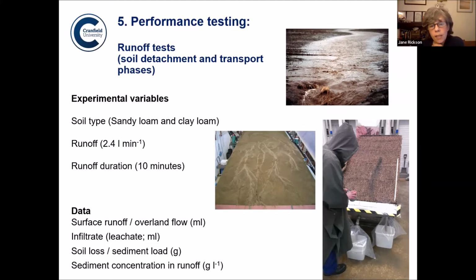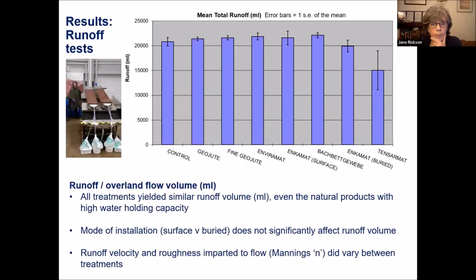And we're starting to collect much more data. So we could collect data about how much surface runoff or overland flow was generated with the different products, how much infiltration occurred, how much leachate we got from holding up the moisture on the slope itself, the soil loss, the sediment load, and then the sediment concentration in the runoff itself.